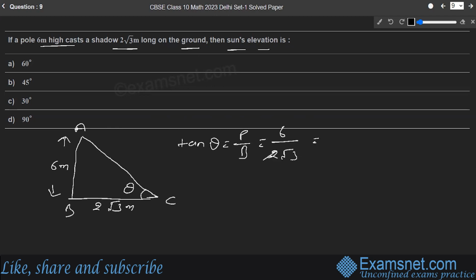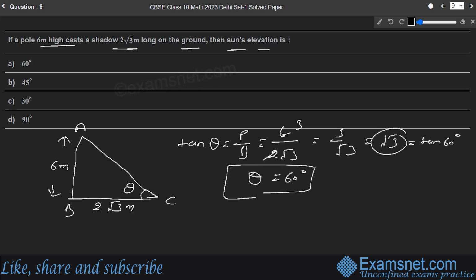If you solve this, it becomes 6 over 2 root 3, which is 3 by root 3, or simply root 3. So tan theta comes out to be root 3, but tan theta is root 3 at 60 degree. So theta comes out to be 60 degree. That's what they had asked: the value of the angle of elevation is 60 degree. Option number A is the right answer.